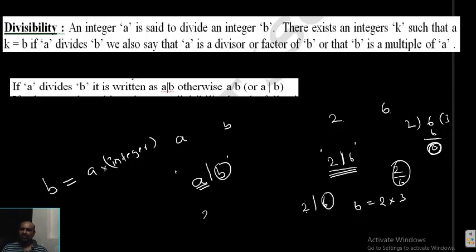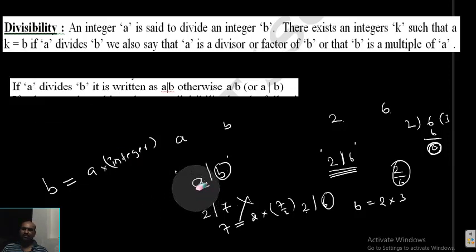2 divides 7 is wrong, because 7 you can't write as 2 into some integer. 2 into a fraction I can write, 7 by 2, 2 into 7 by 2 I can write. But the definition says that A divides B means B should be equal to A into some integer. Then only you can say that A divides B or B is divisible by A. That's why 2 divides 7 is wrong.